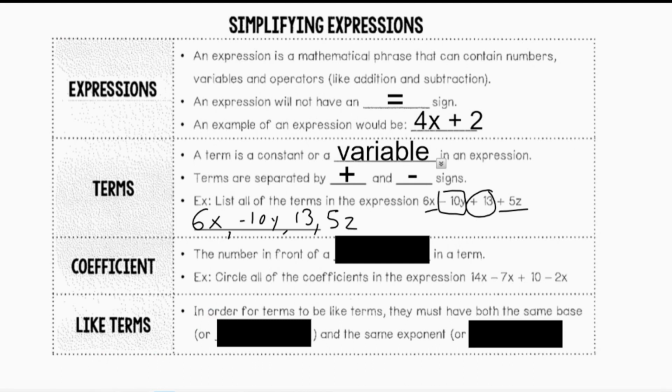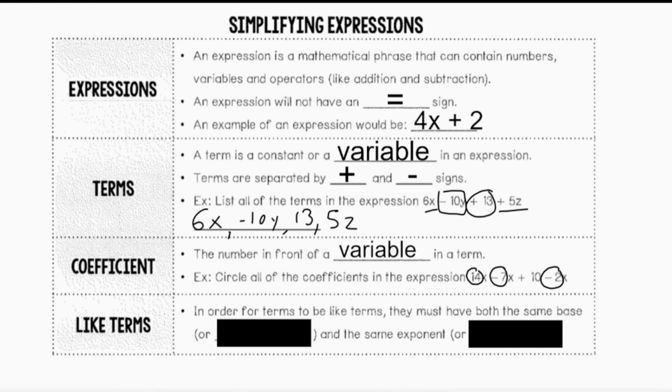So coefficient. The number in front of a variable in a term is called a coefficient. So circle all of the coefficients in the expression 14x minus 7x plus 10 minus 2x. I want every single number that is in front of a variable. So my first coefficient would be 14. My second coefficient is negative 7. I need to make sure if it's positive or negative, I identify it correctly. My third and last coefficient would be negative 2. 10 is not a coefficient because it is not a part of a variable.